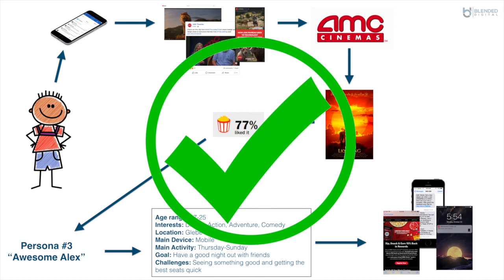If Alex was under a different persona, someone of a different age range, a different location, with different goals and different challenges, then there would be other ways that AMC Theatres could look at automating their marketing towards that specific person. But in this case, they nailed it. So that's just one way of how inbound methodology applies to how automation practices work.